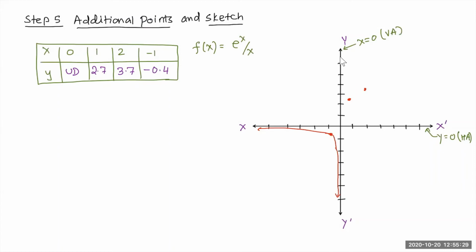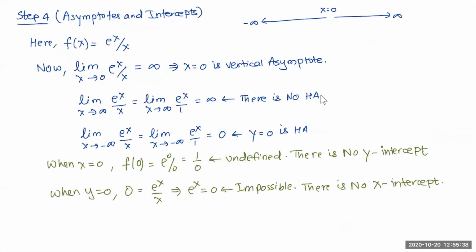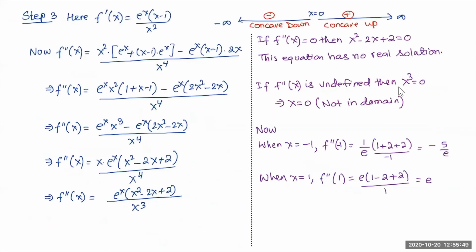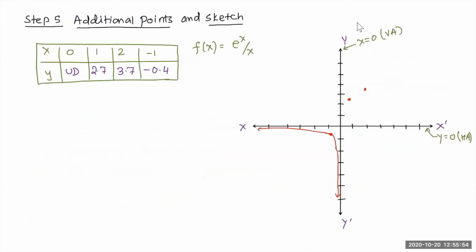Meaning of that is the graph over here must be getting closer and closer to the y-axis. So if you check there, you can see that up to 1, the graph is decreasing. But up to 1 here, it's concave up. So concave up and decreasing. So the graph is like this. You can see it is concave up and is decreasing.